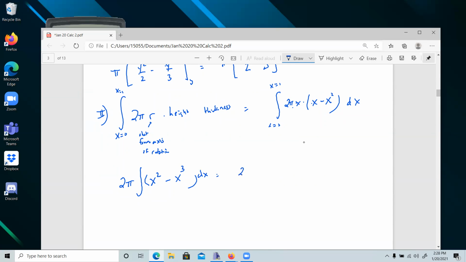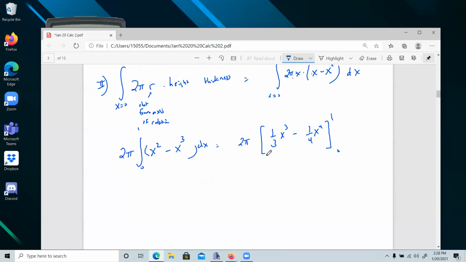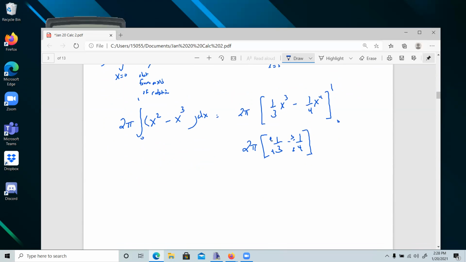So this is equal to, going from 0 to 1, 2 pi times 1/3 x cubed minus 1/4 x to the 4th, from 0 to 1. Well, fortunately, if I plug in 0 here, we're going to get zeros. So if I plug in 1, this is simply going to be 2 pi, and I'm going to have 1/3 minus a 4th. That's going to be 4/12 minus 3/12. It's going to be 1/12. So we have 2 pi times 1/12. The 2's cancel. And of course, we get the same answer.